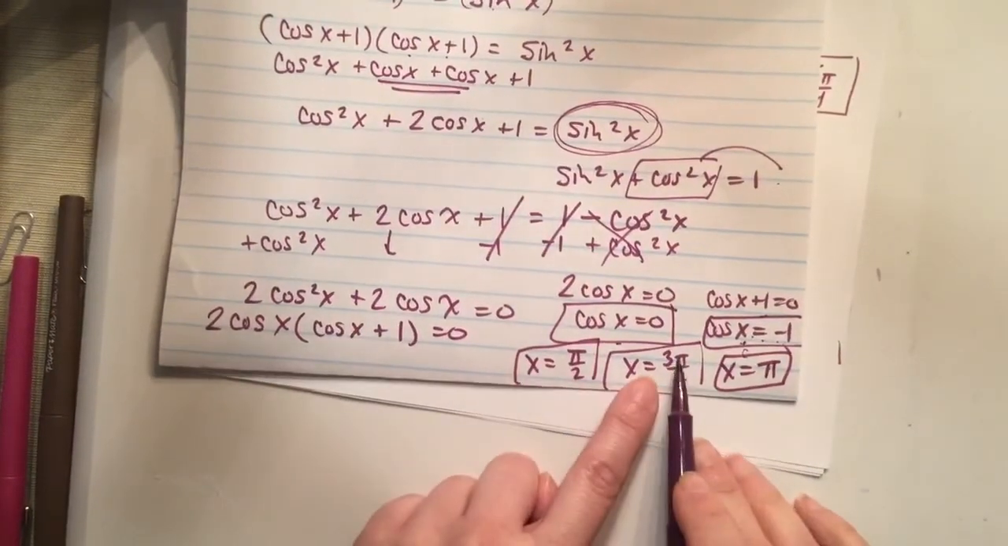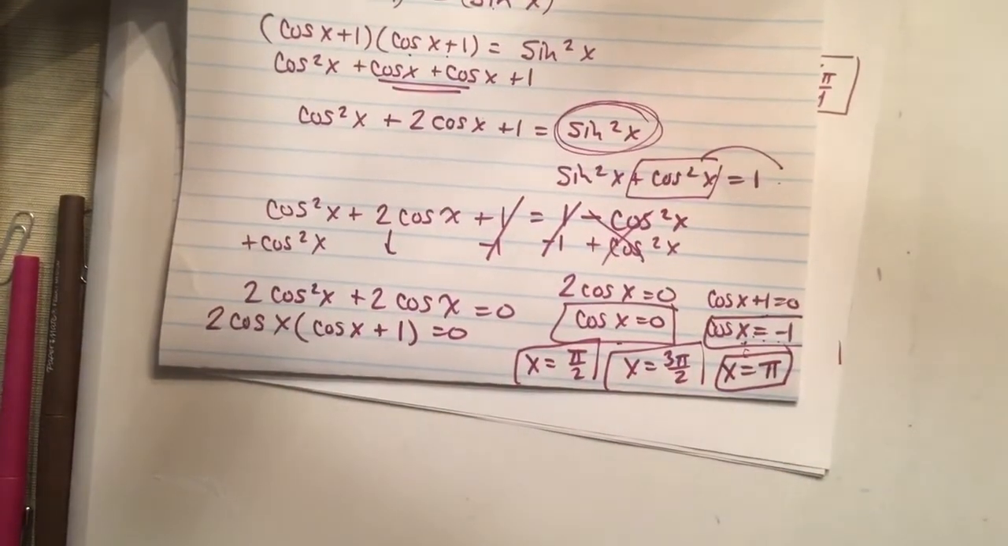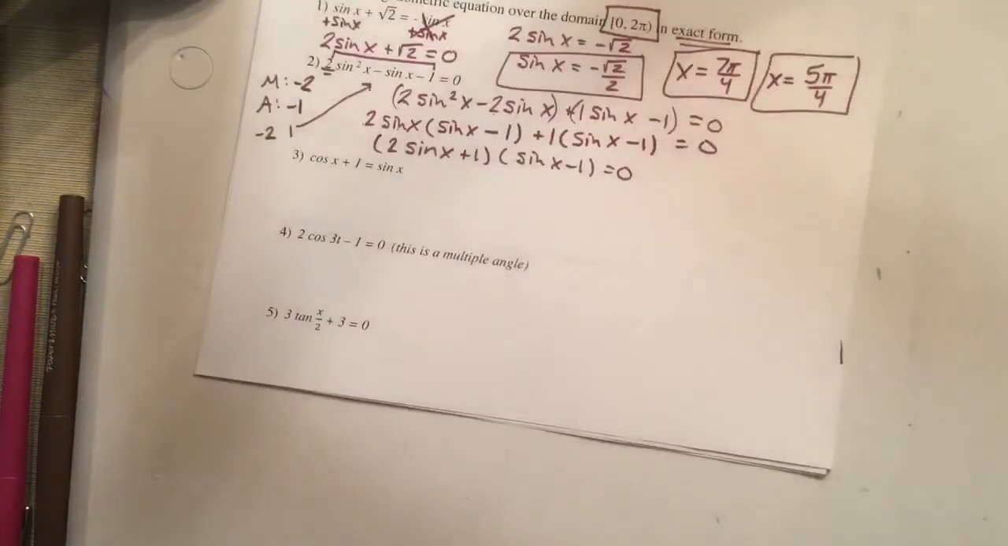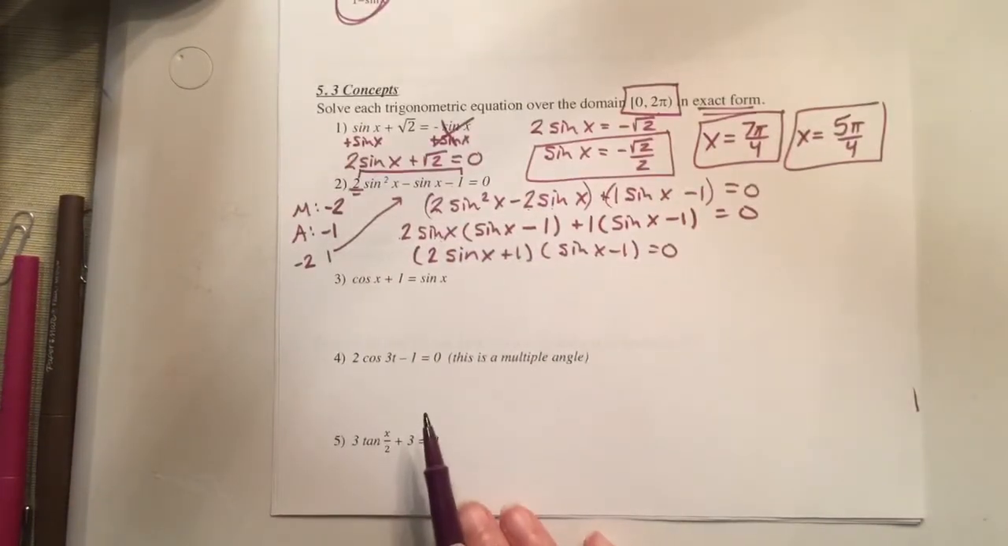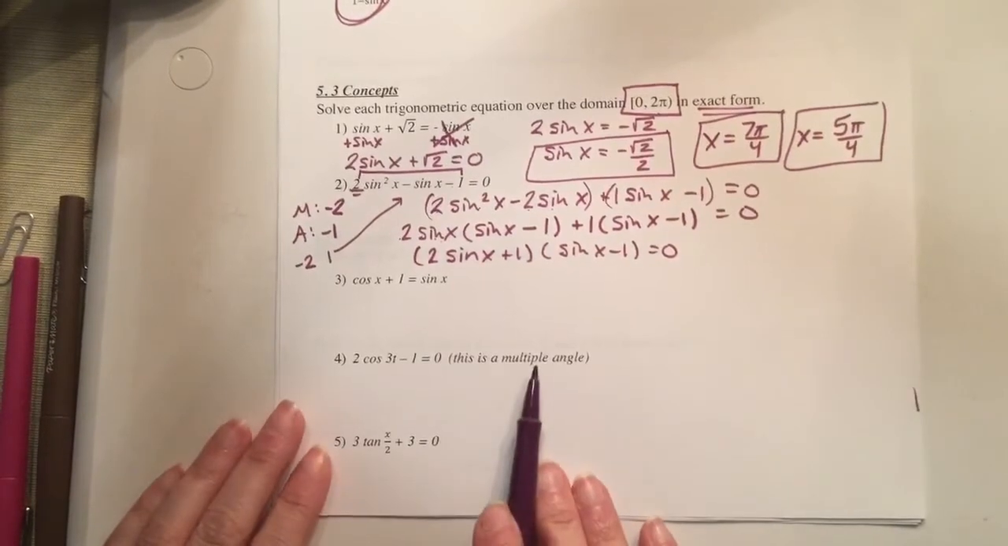pi over 2, 3 pi over 2, and pi. Hope you're enjoying yourself. We got a couple more. Okay, now this is called a multiple angle.